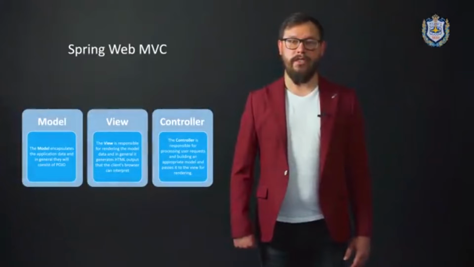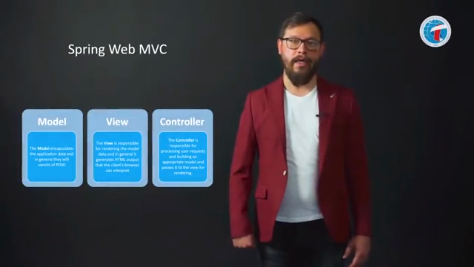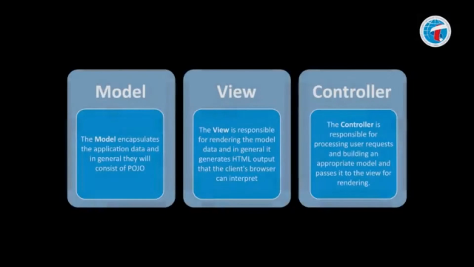Spring Web MVC is the original web framework built on the Servlet API and has been included in the Spring framework from the very beginning. The formal name Spring Web MVC comes from the name of its source module, spring-webmvc, but it's more commonly known as Spring MVC.